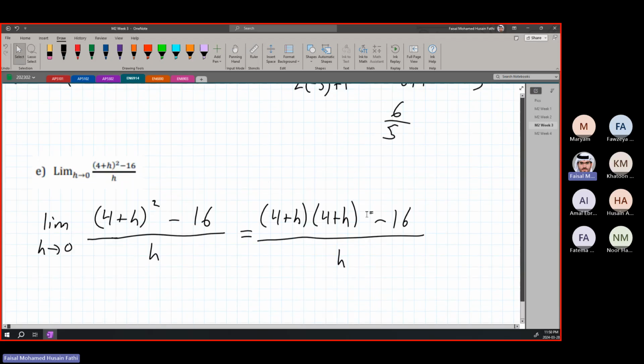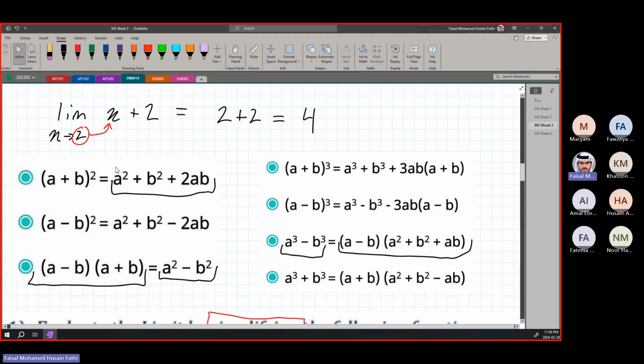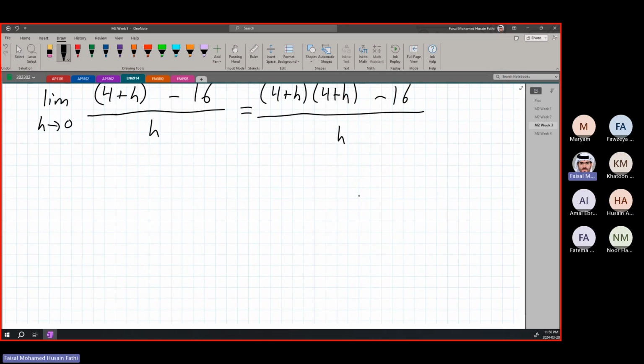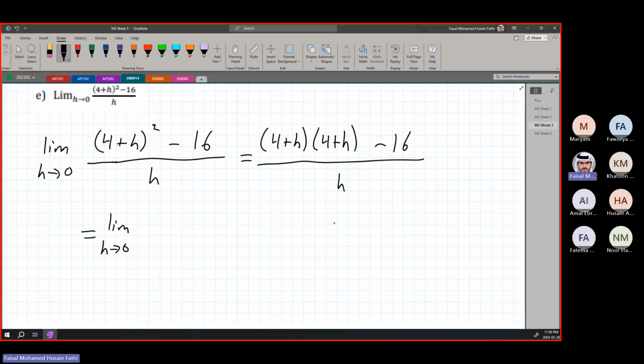Or if you already memorized the equation from earlier up top here, it's in this form, a plus b squared. You could just use a squared plus b squared plus 2ab, whichever you are more comfortable with. So if we were just going to distribute it, this is going to be equal to the limit as h tends to 0 of 4 plus h. If we distribute 4 into 4, that's 4 squared, plus 4 into h, that's 4h, plus h into 4, that's 4h, plus h into h, that's h squared, minus 16.